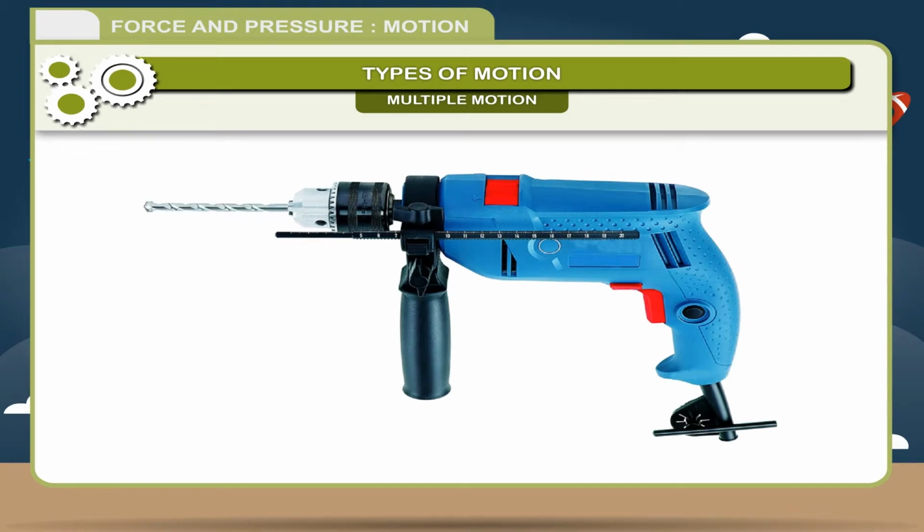A drill machine has both translatory and rotatory motions. This is because while it is being rotated, rotatory motion, it is also getting pushed forward, translatory motion.